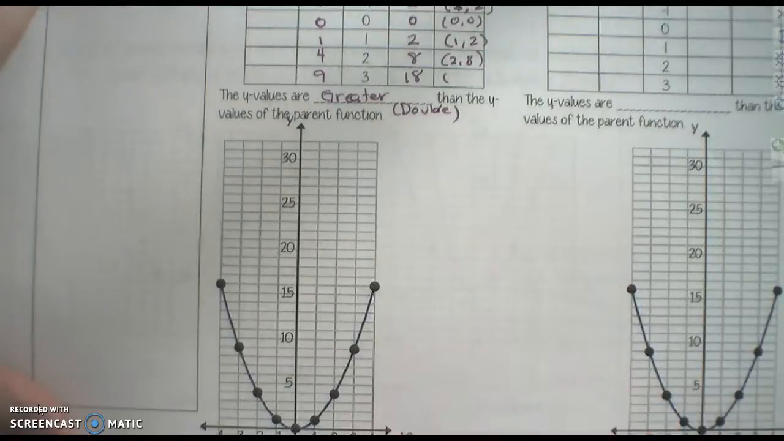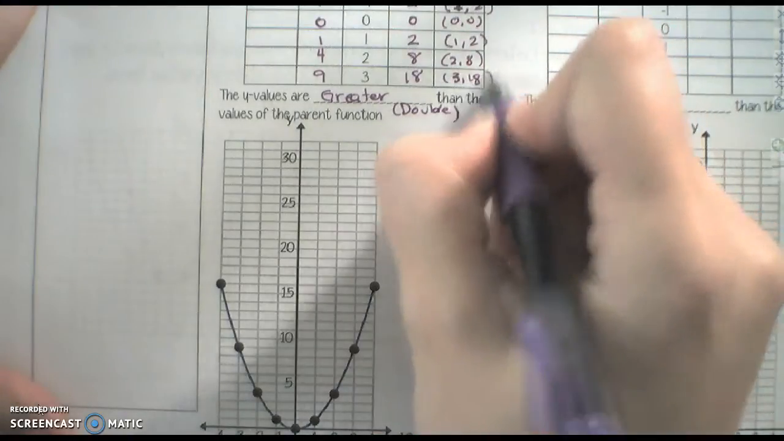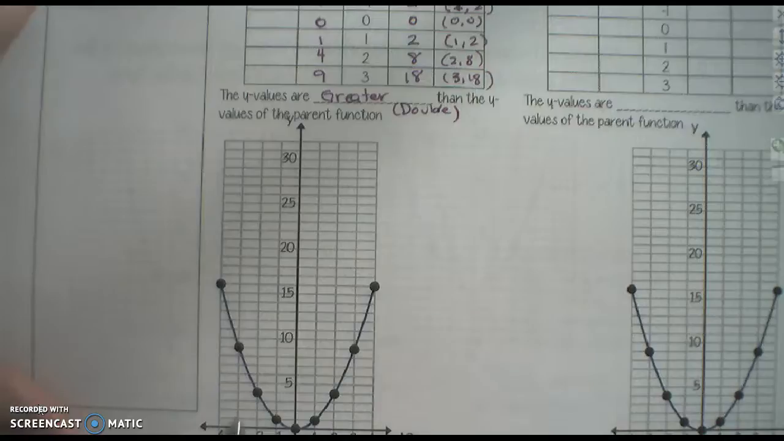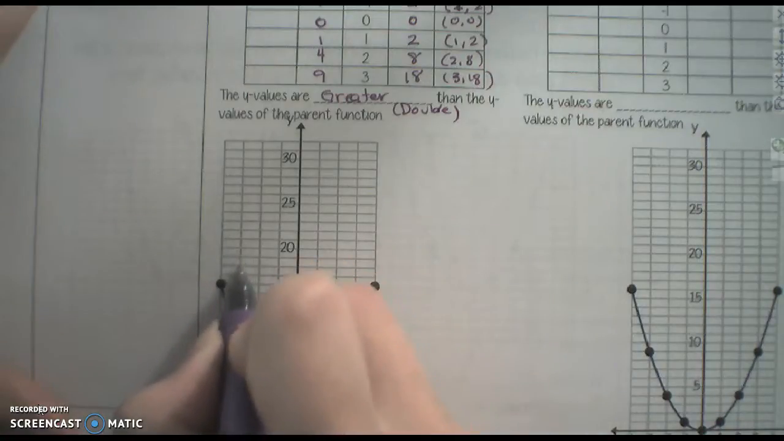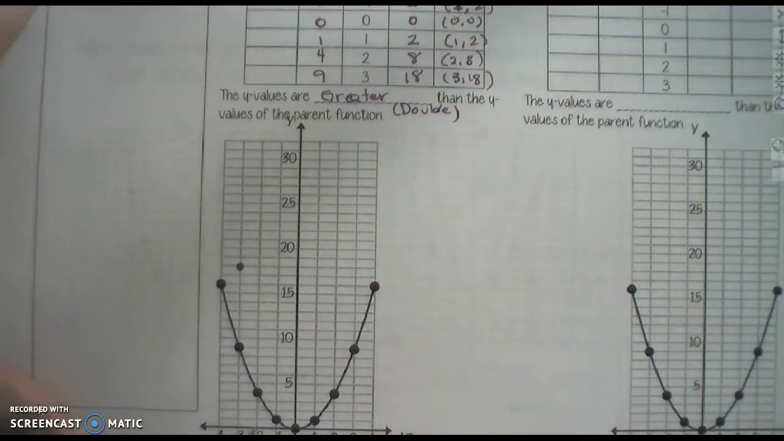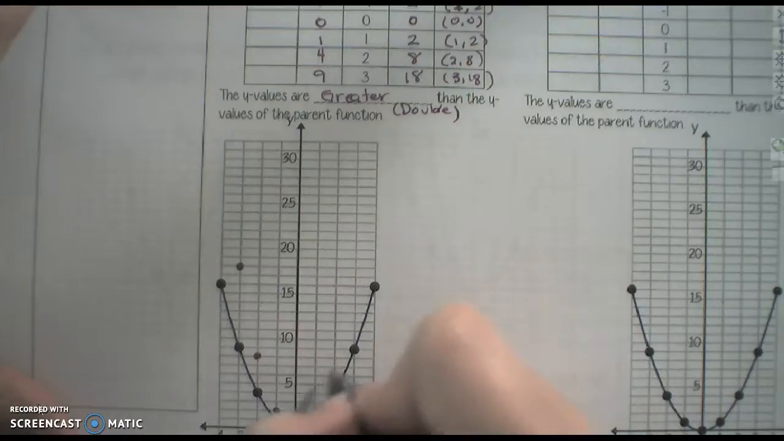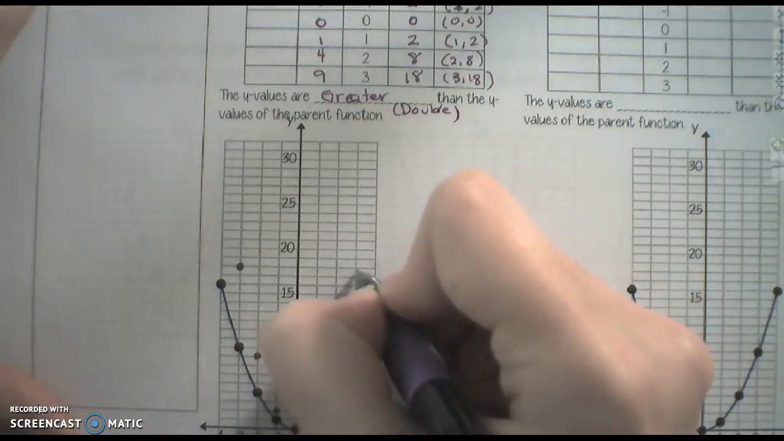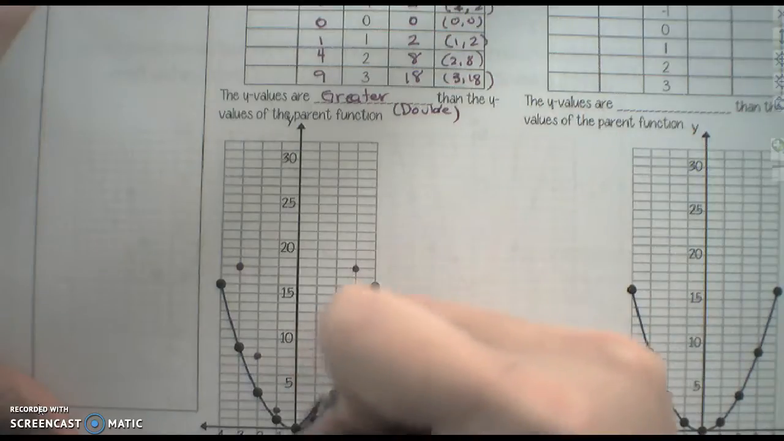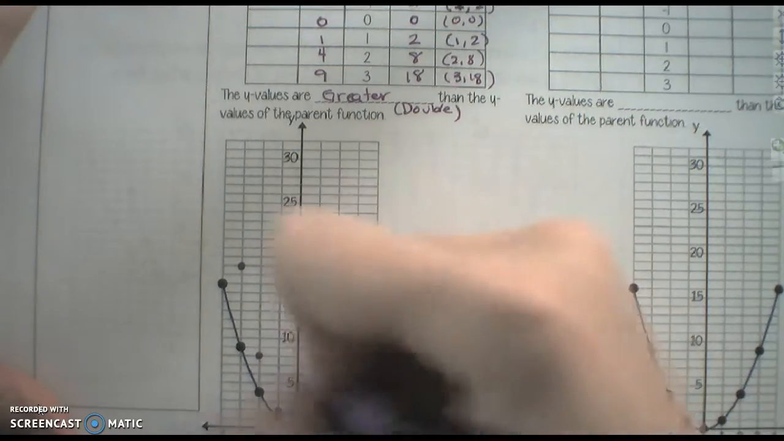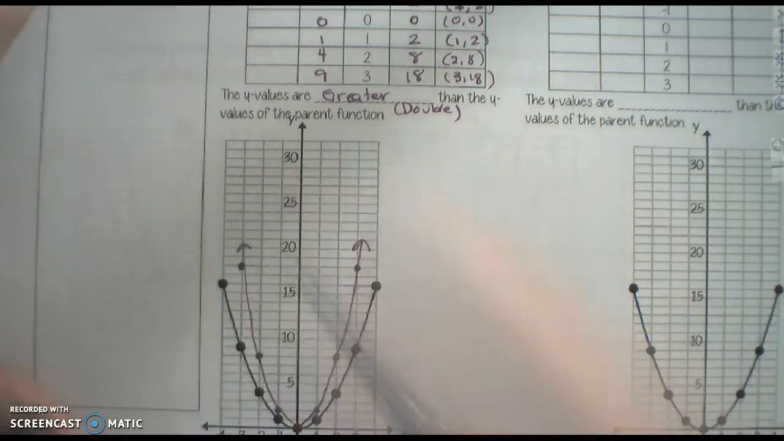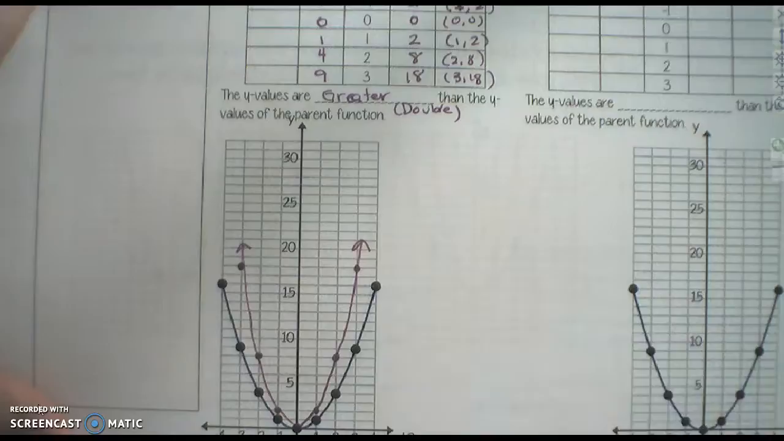So let's go ahead and graph our points that we had from up here, which were negative 3, 18. Negative 2, 8. Negative 1, 2. And then 0, 0, which is right there on that point. So then we're going to go to the other side, and we had 1, 2, and we had 2, 8, and we had 3, 18. And you can see how when it's got the 2 in front, when it's a stretch, it's stretching it and making it skinnier. And it's twice the value that it used to be.